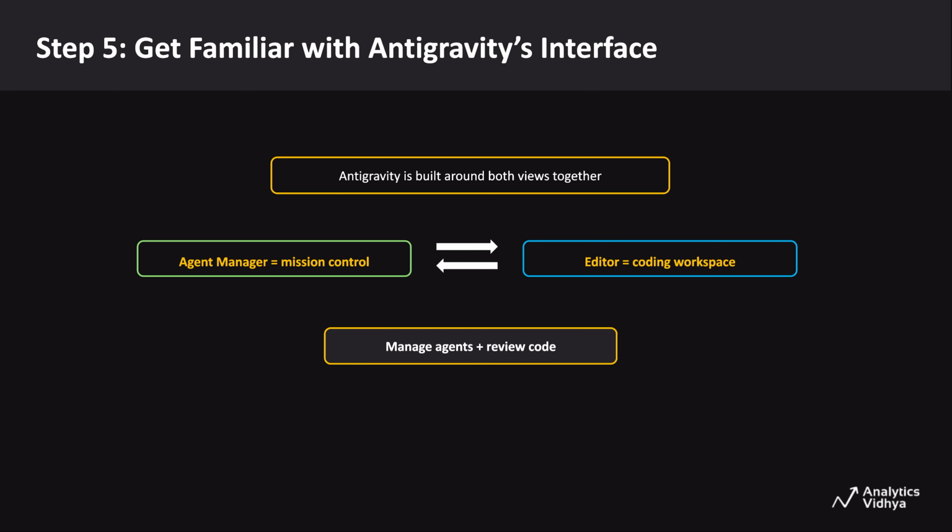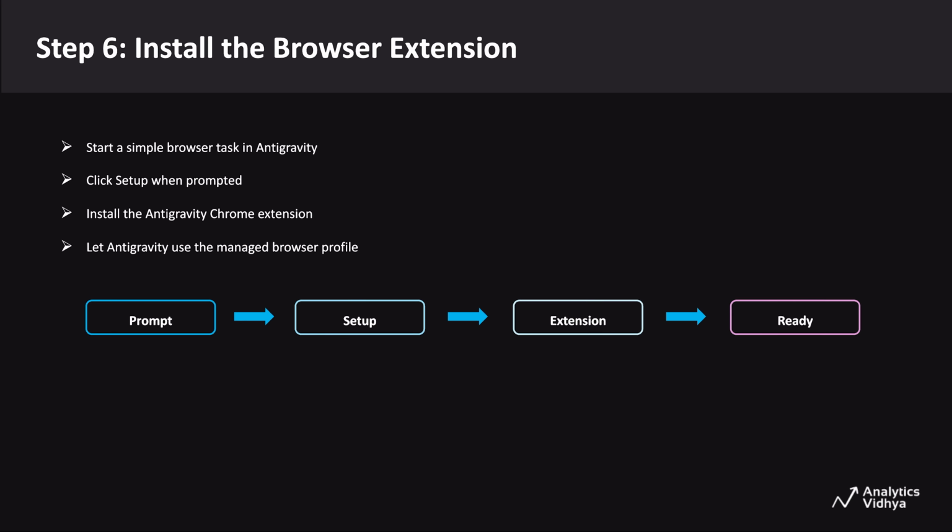Before moving ahead, it is useful to understand the two key views inside Antigravity. The editor is where you work with the code, while the agent manager acts like mission control for your agents. Together, these two views define the Antigravity experience because the platform is built not just for coding but for managing workflows as well.